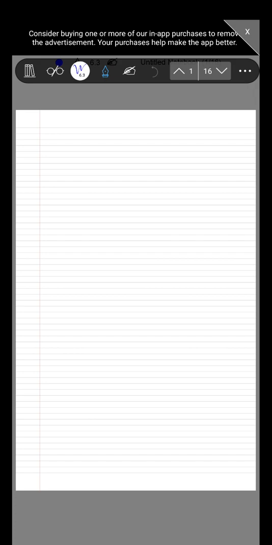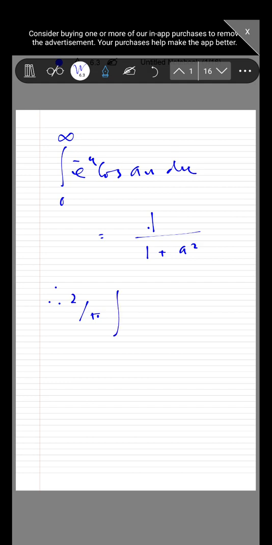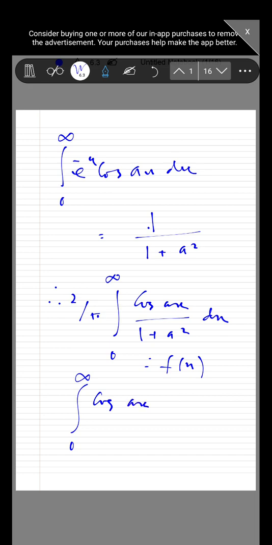So here the integral 0 to infinity e to the power minus u cos AU du will be 1 by 1 plus a square, and therefore we can have 2 by pi, integral 0 to infinity cos ax divided by 1 plus a square dx is equal to f(x), or integral 0 to infinity cos ax divided by 1 plus a square is equal to pi by 2 e to the power minus x.